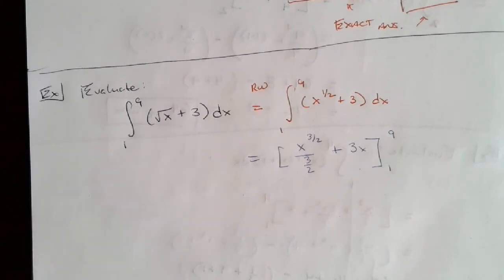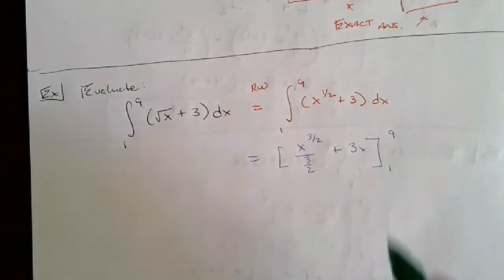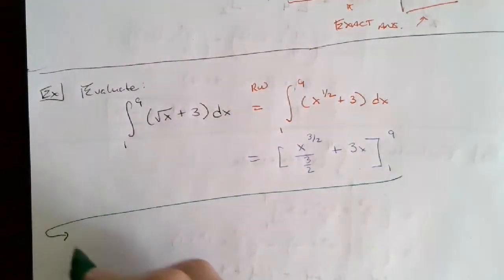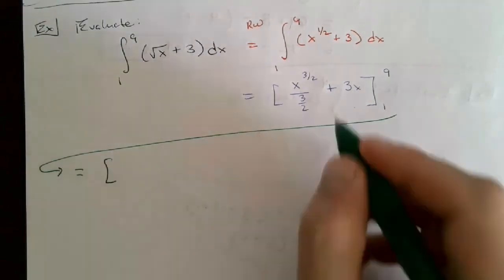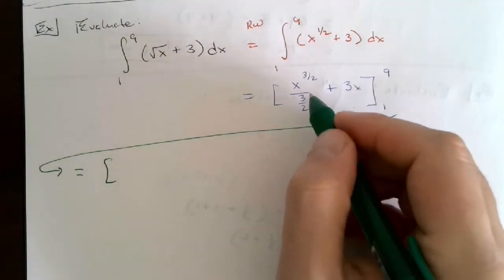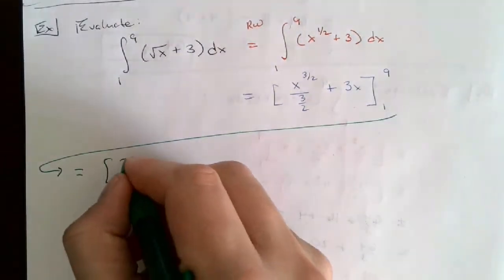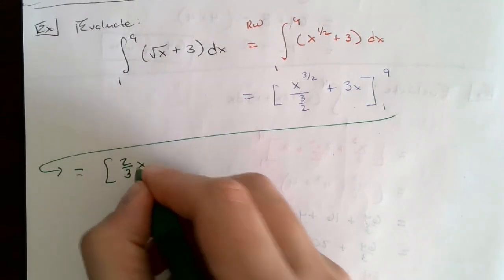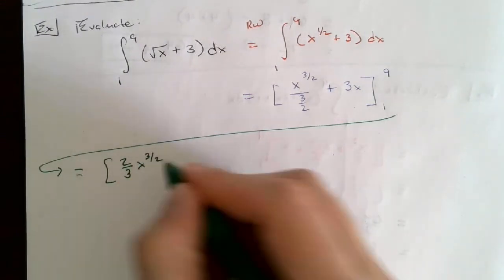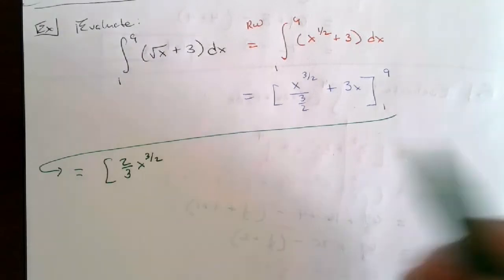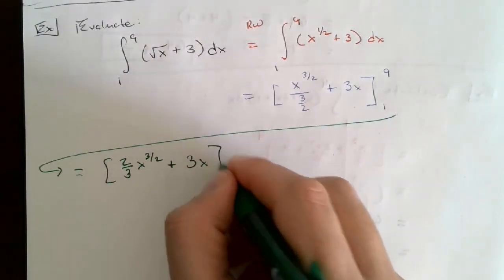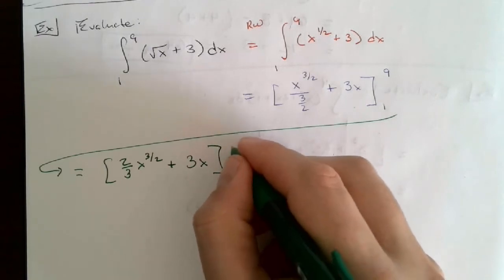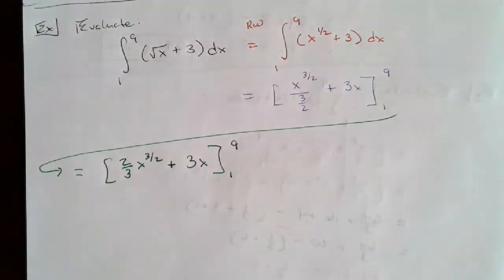And I'll simplify this first. So taking this, I'll just take it over here. It's easier to work with. x to the 3/2 over 3/2. Remember, when you divide by a fraction, you multiply by the reciprocal. So we multiply 2/3 times x to the 3/2. And if you saw it in this step, you could have just written it right away. I just wanted to make sure you understood what I did. So plus 3x, this is going to get evaluated from 1 to 9.